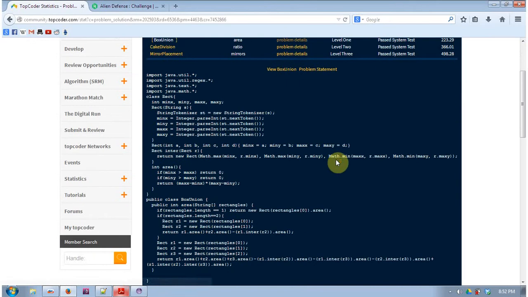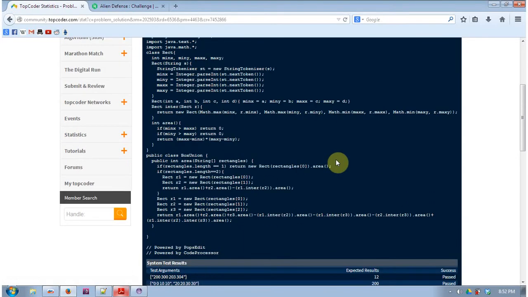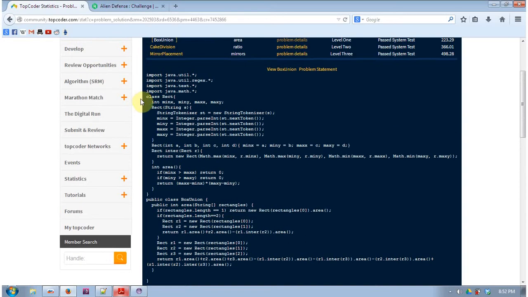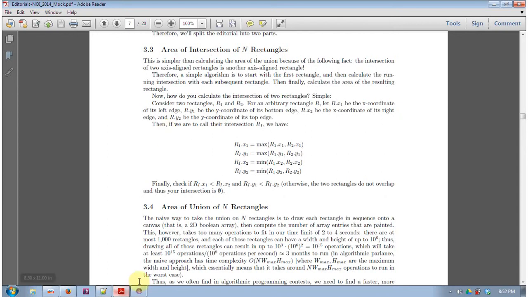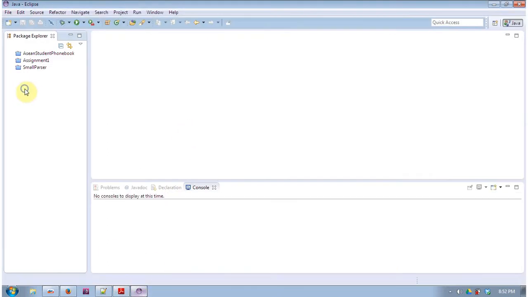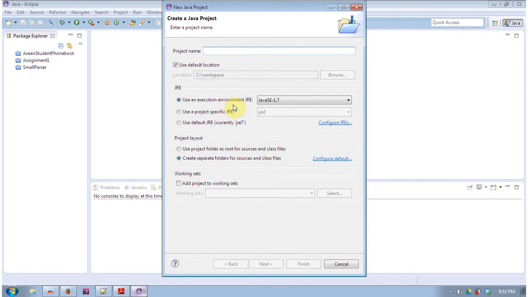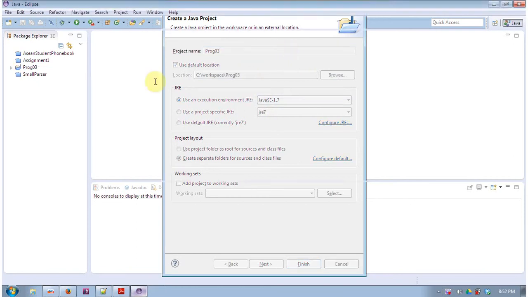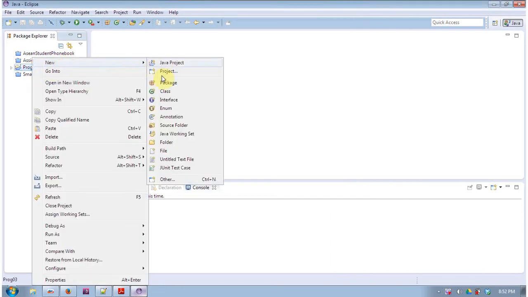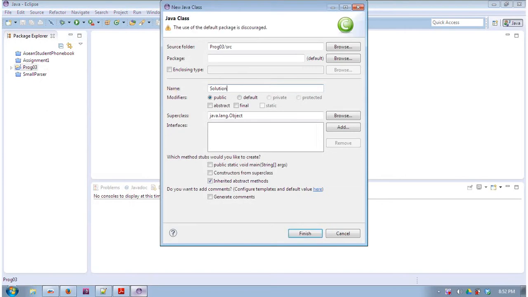Anyway, what's important is that I'm Too Good has a good solution for getting the intersection of two rectangles, which is really similar to the one posted in the answer sheet. So we'll try to integrate that in our program. For today, we'll be calling our program prog03, and as always we have a class named solution.